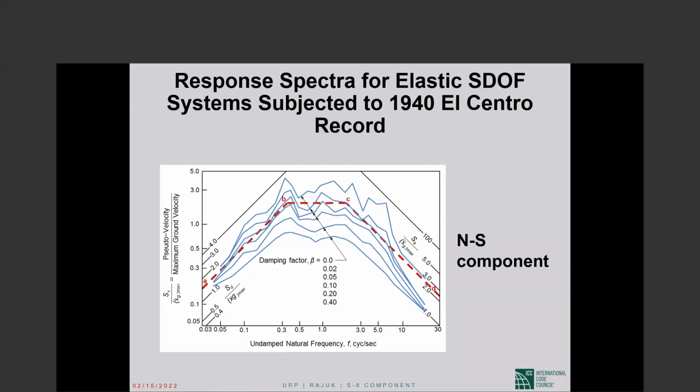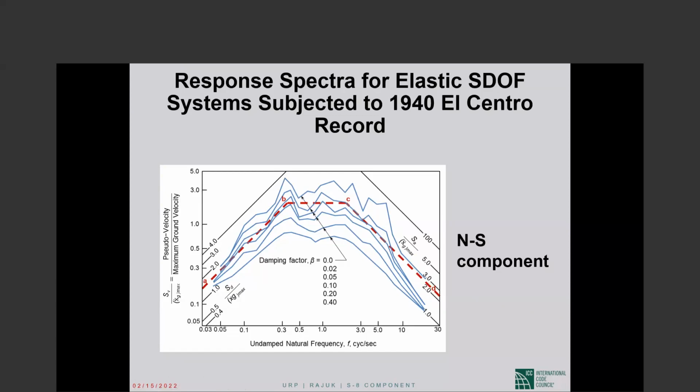So the one important observation, in addition to the fact that the 5% damped spectrum can be represented by the 3 lines, is that along the constant acceleration part of the spectrum, the spectral acceleration is just about 2.5 times the peak ground acceleration. So this is a very important relationship that holds. The plot is for the 1940 El Centro north-south component, but this observation of Professor Newmark is across the board.